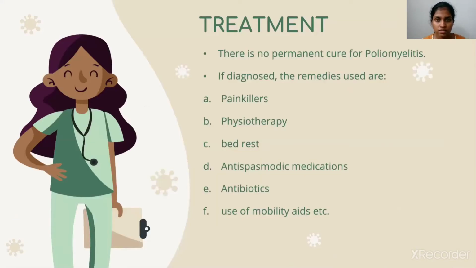So in case the person is infected with the virus, what are the treatments available for him? Unfortunately, there is no permanent cure for poliomyelitis. Most of the time, some remedies that are recommended to the person are the use of painkillers and physiotherapy. They might be recommended bed rest or antispasmodic medications. They might be given antibiotics, and they may also be recommended the use of mobility aids like crutches, which help them to cope with the disability.